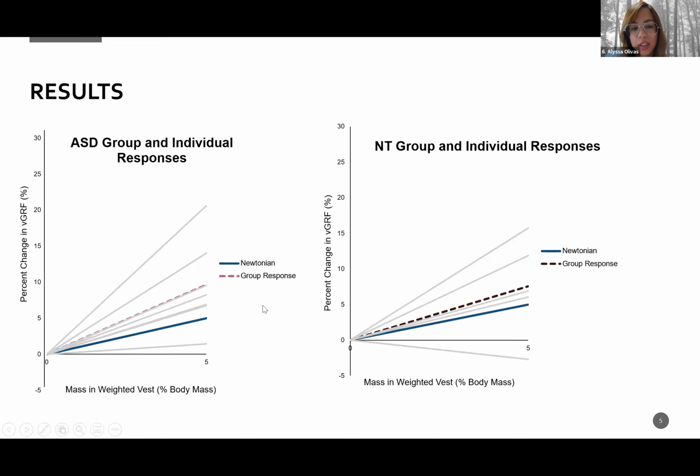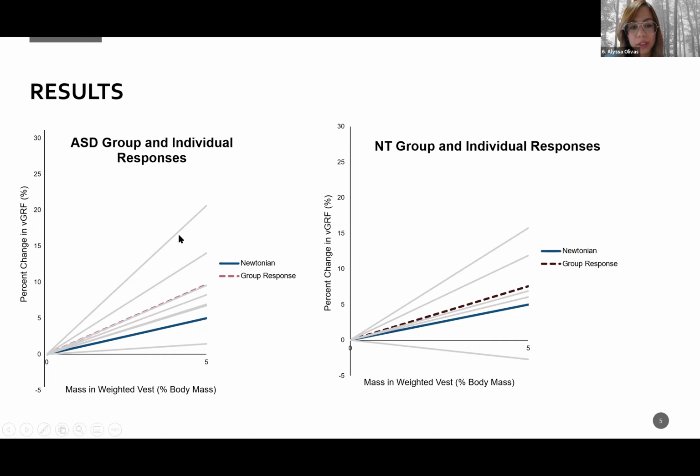So if we're looking at a Newtonian response, we have these blue lines here. If the mass increased by 5% body mass, then the % change in vertical GRF should also increase by that 5%. Now, the autism group was a little closer to 10% change in vertical ground reaction force, and the neurotypical group was a little closer to 7%.